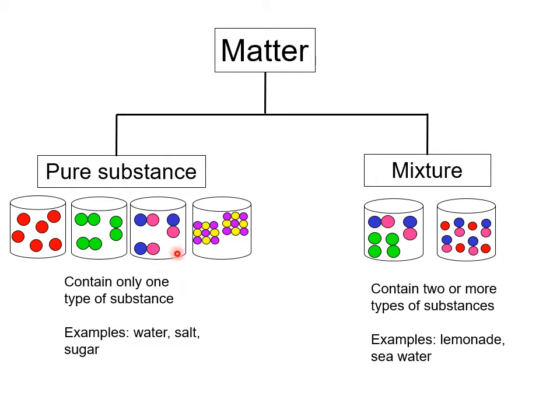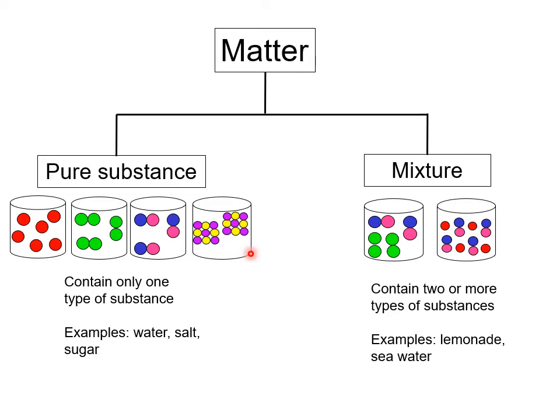In this container, they're made up of two different particles, but every single one of these units resembles another one. So each unit contains a blue and a pink particle stuck together. And likewise in this container as well, we can see that both of these units resemble each other.